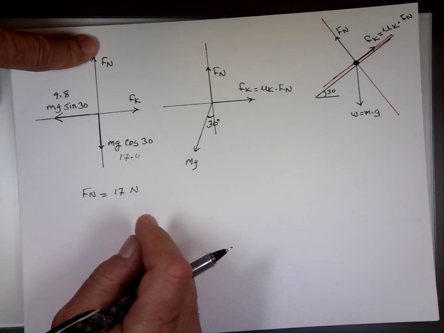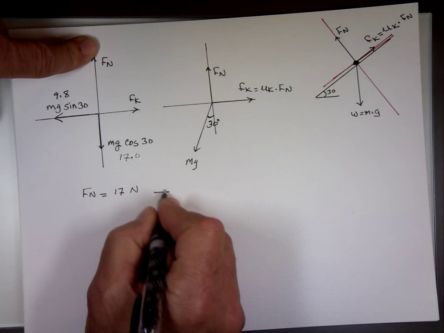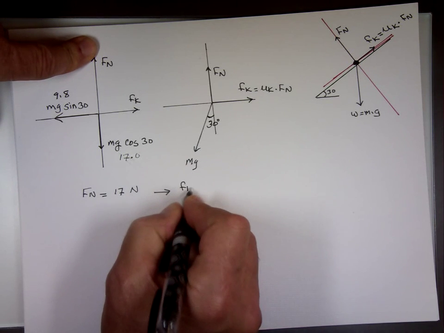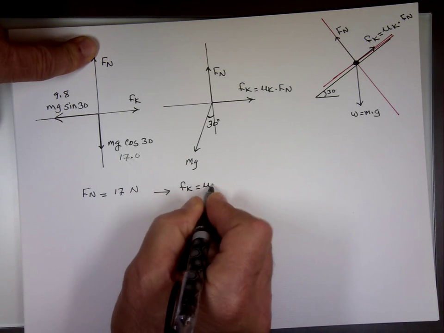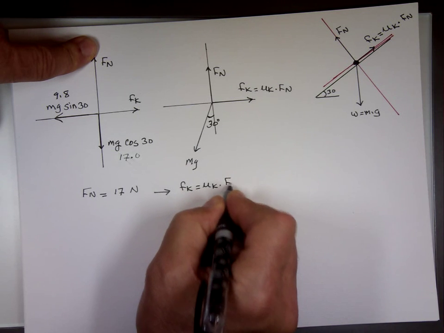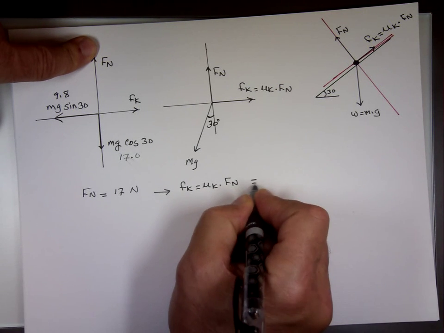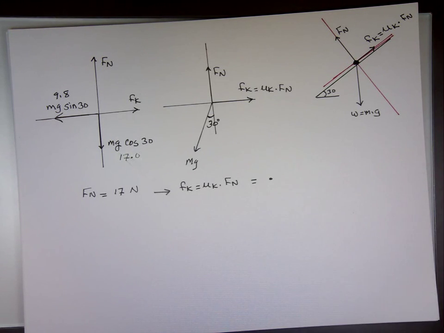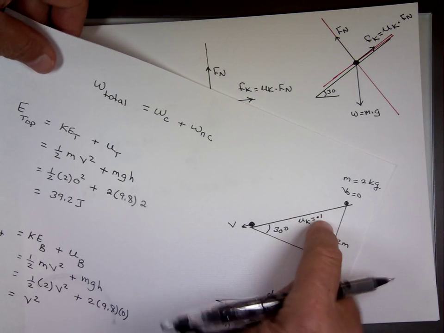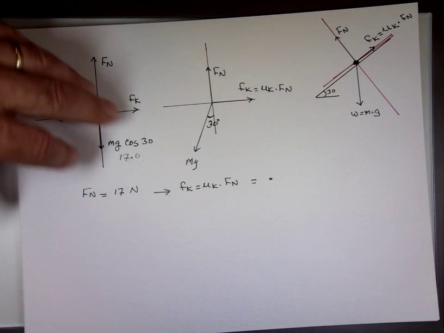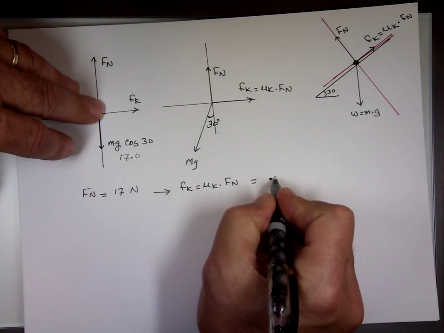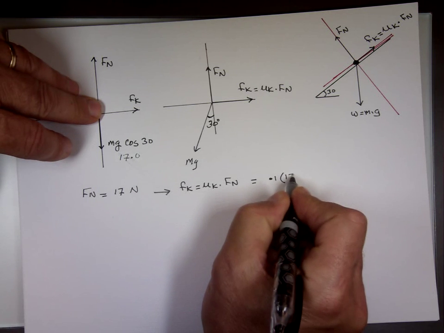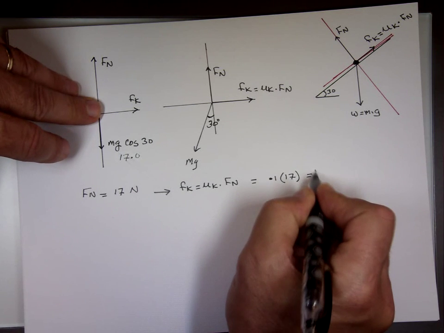And if I know the normal force is that number, I know the friction force. It's mu k times the normal force, which is, mu k is what? 0.2 we said? I forgot that one. Is it 0.2? 0.1, the coefficient of friction. 0.1 times the 17. That's 1.7 Newtons.